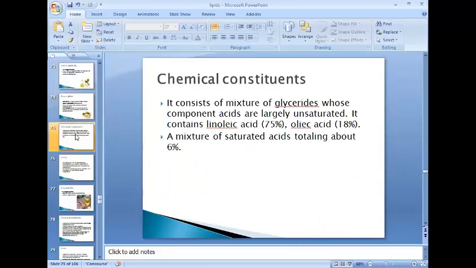The oil has glycerides whose component acids are largely unsaturated, and this includes linoleic acid and oleic acid. It also has a small proportion of saturated fatty acid, which is almost 6%.